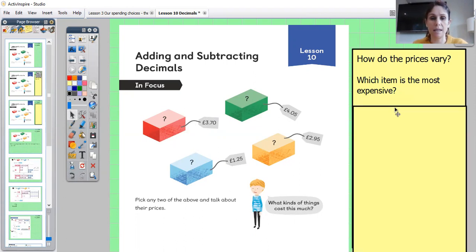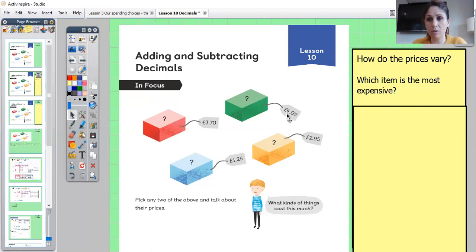So which item is the most expensive? I'm pretty sure that you are pretty good with this. So I think you'll all be saying to me £4.05. £4.05 is the most expensive item. We know this because we've obviously got 4 in the column which is furthest to the left, the highest digit in the column which is furthest to the left. And that's how we know a number is largest.